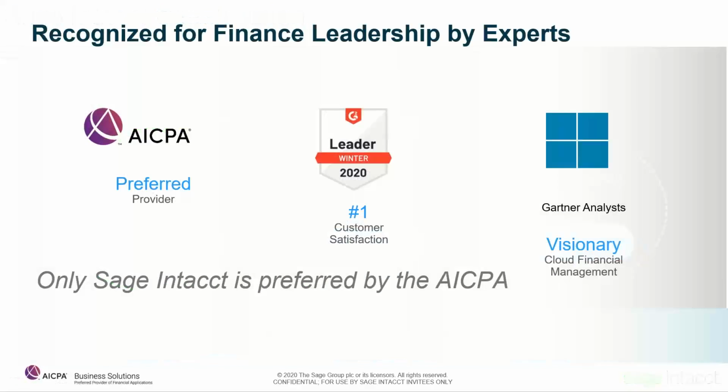So Sage Intacct is the first and only preferred provider of the AICPA and the only software publisher to have earned this endorsement to date. Intacct is the undisputed leader in customer satisfaction as well, as evidenced by a rating of 98 out of 100 on G2 Crowd across 2,000 reviews. Intacct is the leader in innovation, recognized by visionary analyst Gartner.